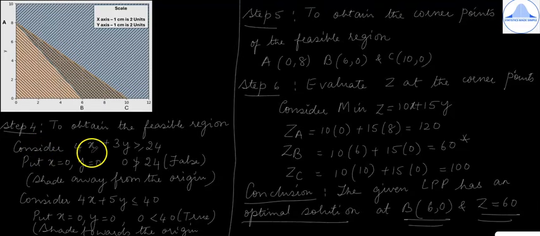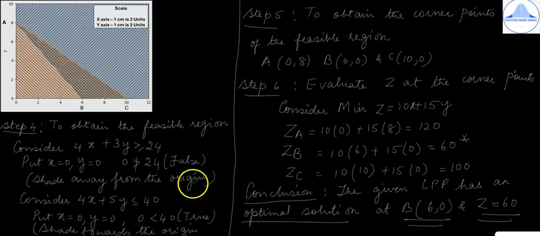So first we take the inequality now, not the equation. You consider 4x plus 3y greater than or equal to 24. In this inequality, put both x and y as 0. So on the left hand side, you will get 0 and on the right hand side you have 24. So 0 is not greater than 24. So it is false. So whenever the condition is false, we shade away from the origin, that is on top of the line.